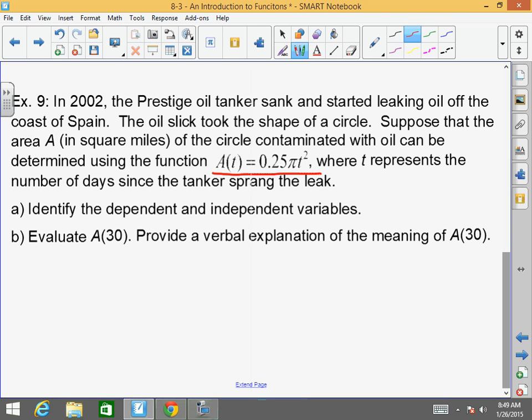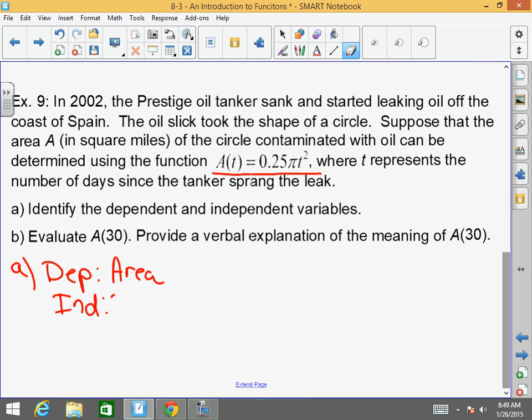Identify the dependent and independent variables here. So what's the dependent here, and what's the independent? Very good. Dependent is the area, and the independent is the number of days. The longer period that it kept leaking, the larger the area. Does that make sense?